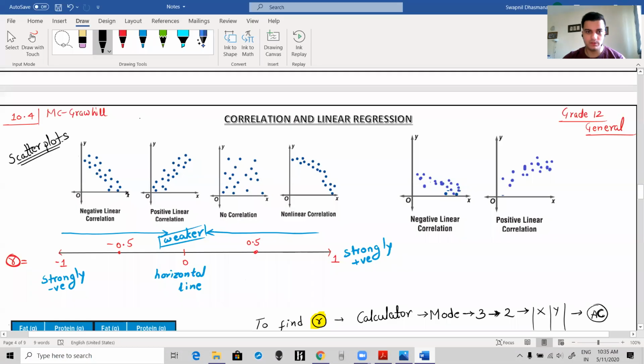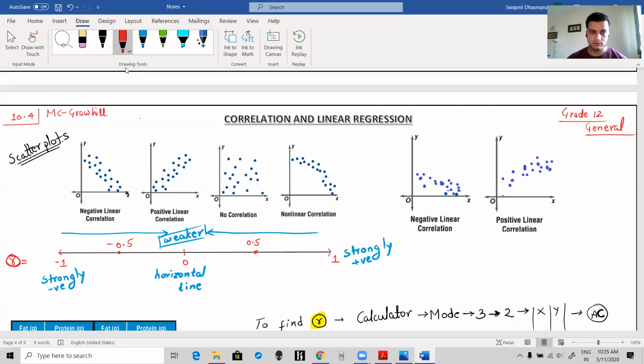So today we will be covering unit 10.4, McGraw Hill for grade 12 general. Let's get to it. As you can see, correlation and linear regression is the name of the topic. When I say linear regression, I'm trying to find the line of best fit. You will have all the scatter plots, as you can see here. All these 6 graphs are scatter plots. You need to draw the line of best fit.